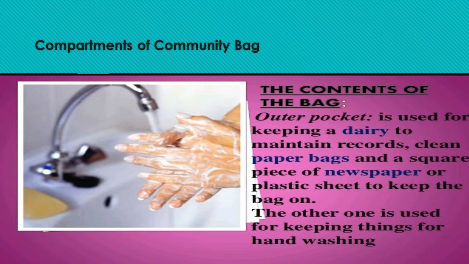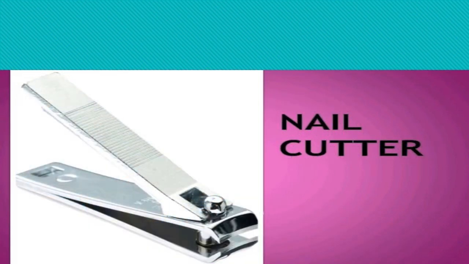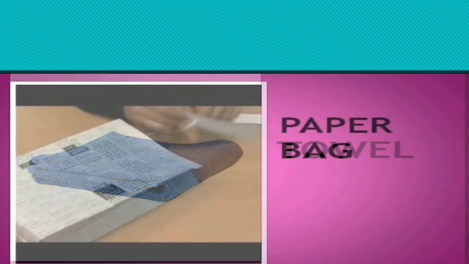The outer pocket is used to keep a diary, to maintain the records, a clean paper bag to throw our dry waste, and a square piece of newspaper or a plastic sheet, so that over there we can place our community bag. And on the other side of the outer pocket we can keep our hand washing articles. So what things will be there in the hand washing articles? Soap with soap box, nail cutter, towel, paper bag.